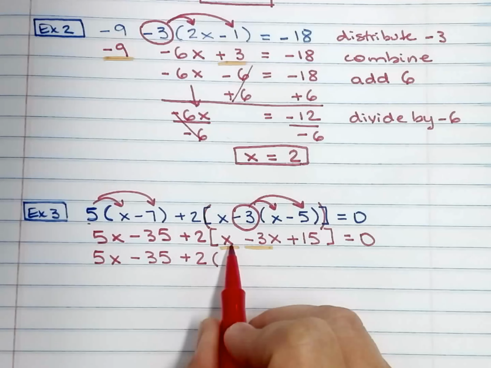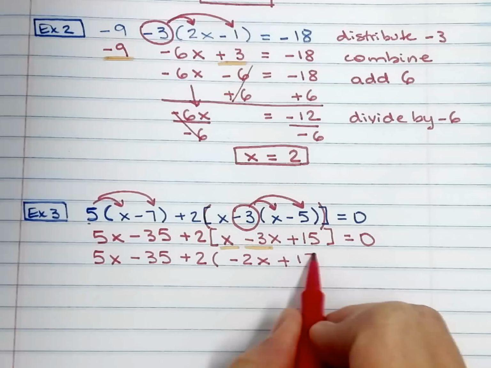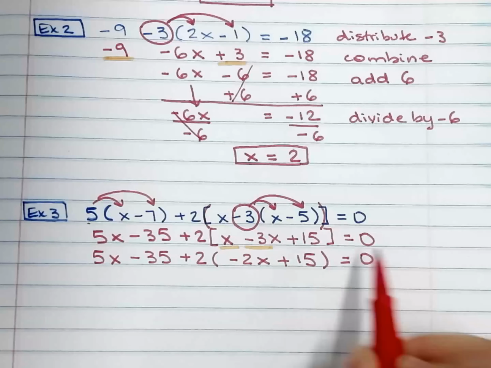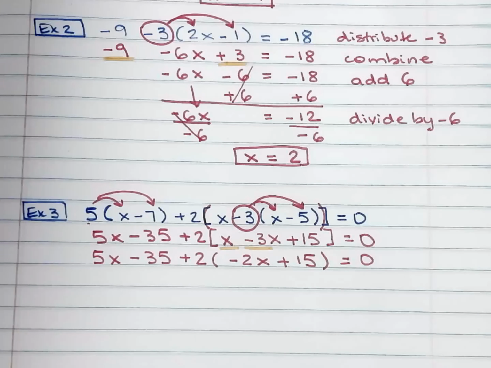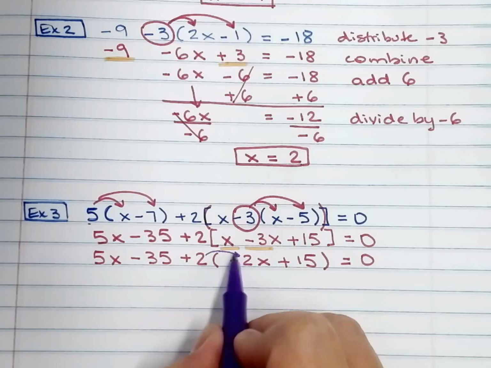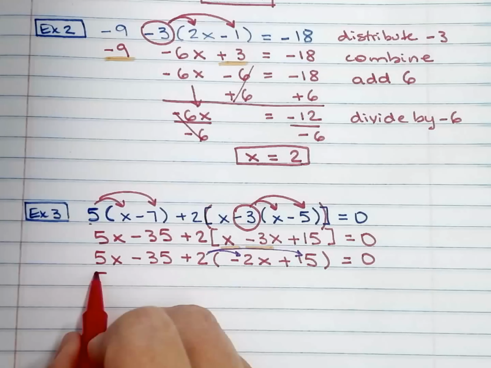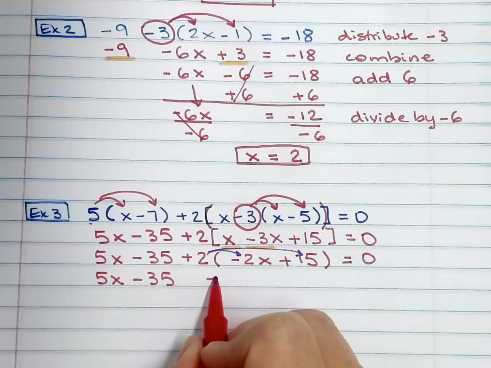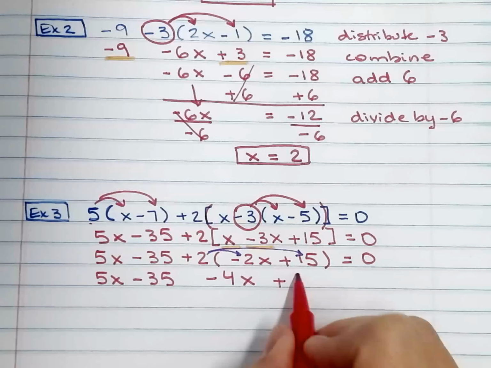So x minus 3x is -2x plus 15. Notice that in the same step, I changed from the bracket to the parentheses just because it looks better. Now, I know for a fact that I will be able to distribute that 2 right there. So 5x minus 35. Multiply these guys, I get negative 4x. 2 times 15 is 30.